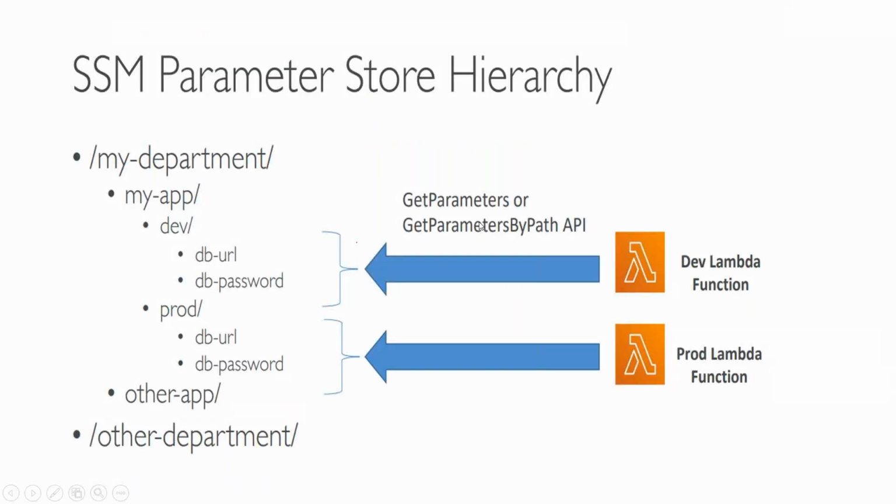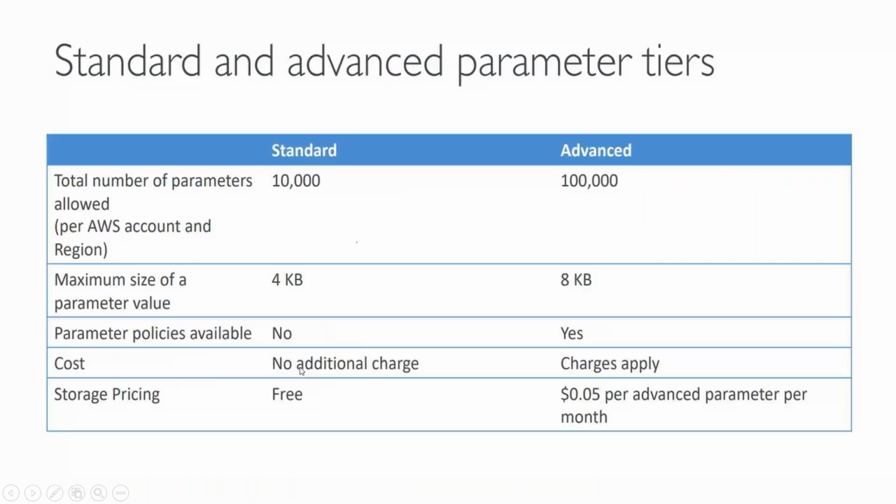Then team, we have the SSM Parameter Store hierarchy. So what is the parameter store hierarchy? You can just create a path here, right? I will show you. You are just creating a hierarchy. It means this is my application. Inside my application, I have a dev. For dev, I have this URL and this password. For production, I have this URL and this password, right? I will show you how we are going to create the parameter hierarchy. Cool team. Then we have two options, standard and advanced parameters.